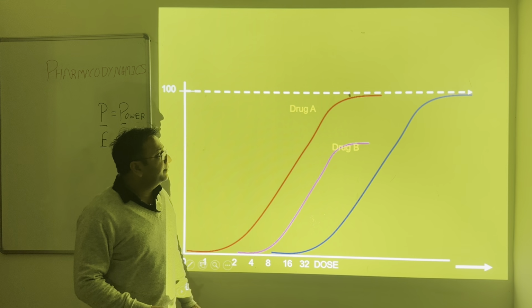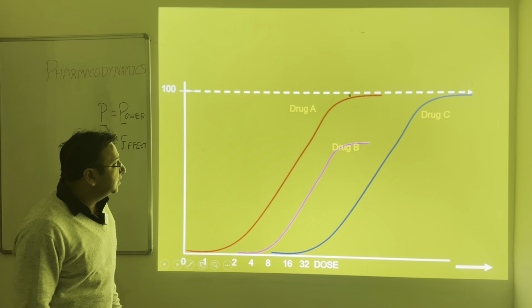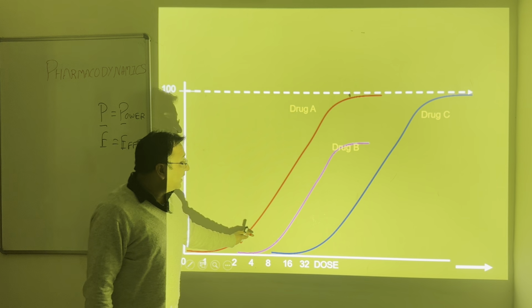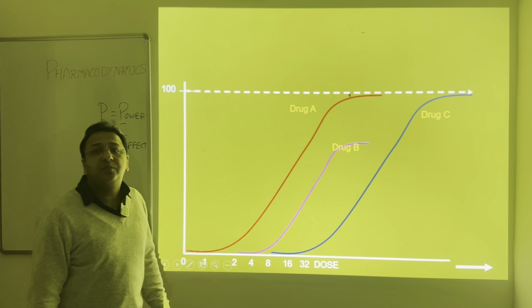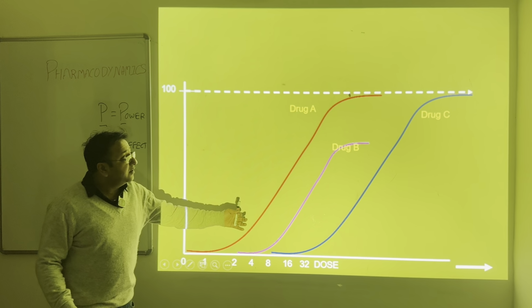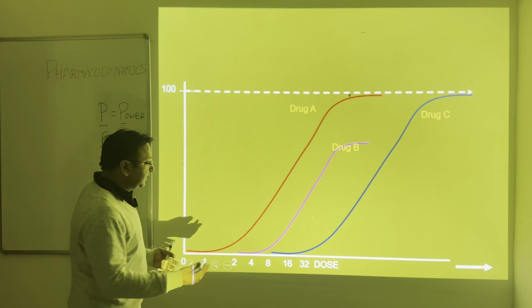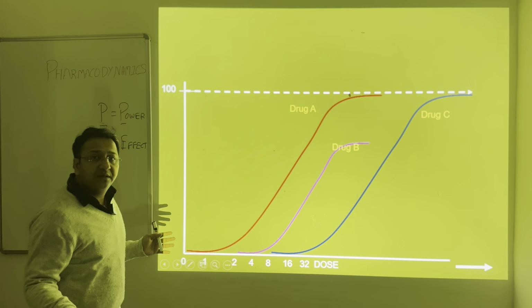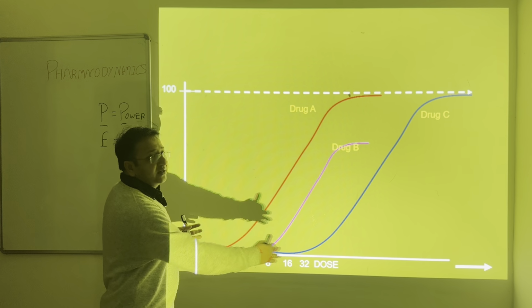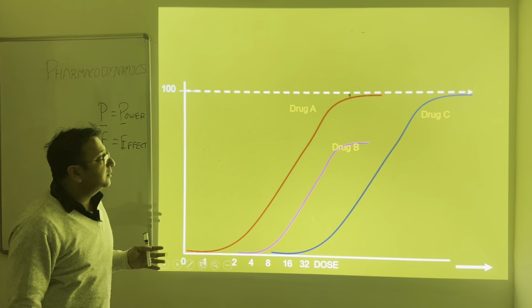Now compare with drug C. Among drug A and drug C, which will have the more potency? Drug A will have the more potency because of the curve, ऐसे remember कर लीजिए, the more the curve is towards the left side, the more will be the potency. The more the curve is towards the right side, the less will be the potency.